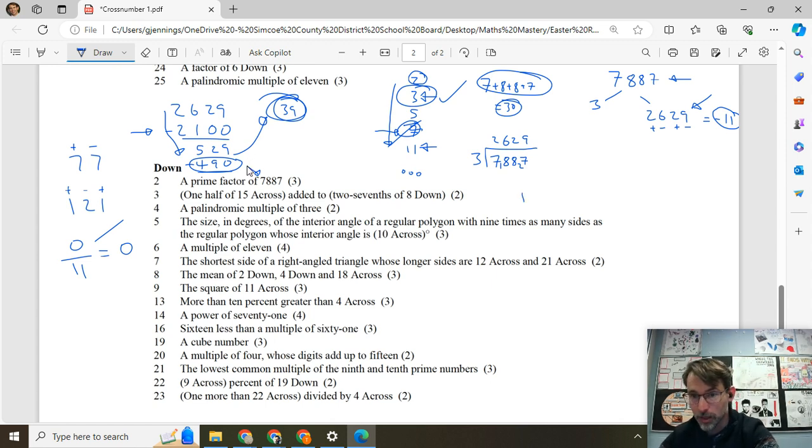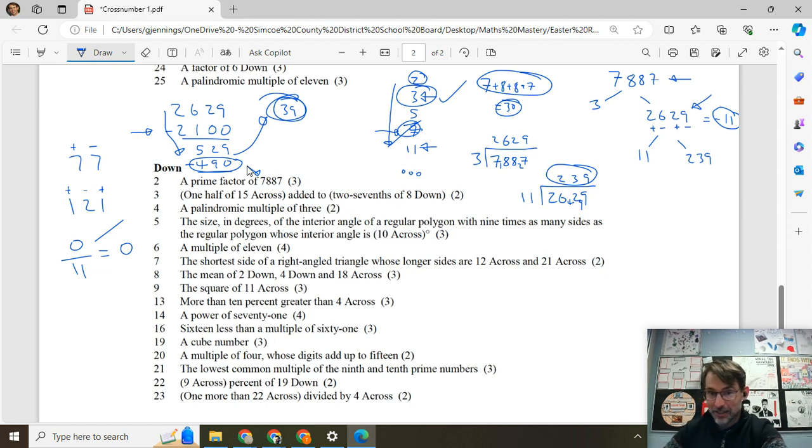So now we do our long division again on the side to keep your work tidy. 2629. So 11 goes into 26 twice, leaves 4 remainder, goes into 42 3 times, leaves 9 remainder. 11 goes into 99 9 times. 239. So this leaves us 11 and 239.